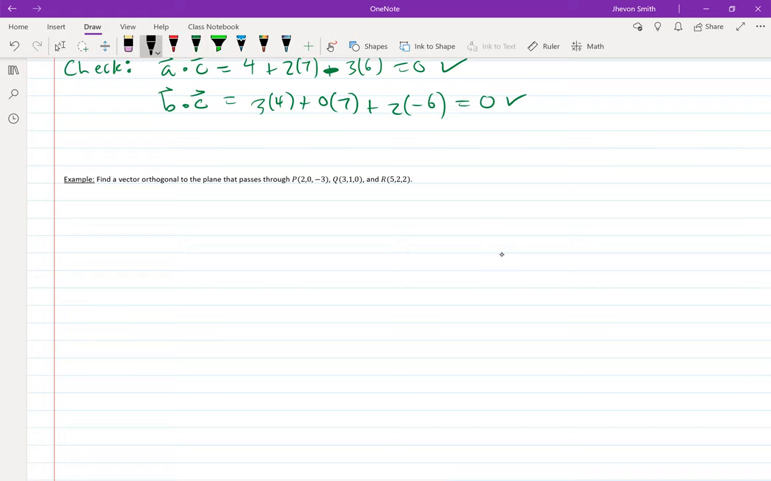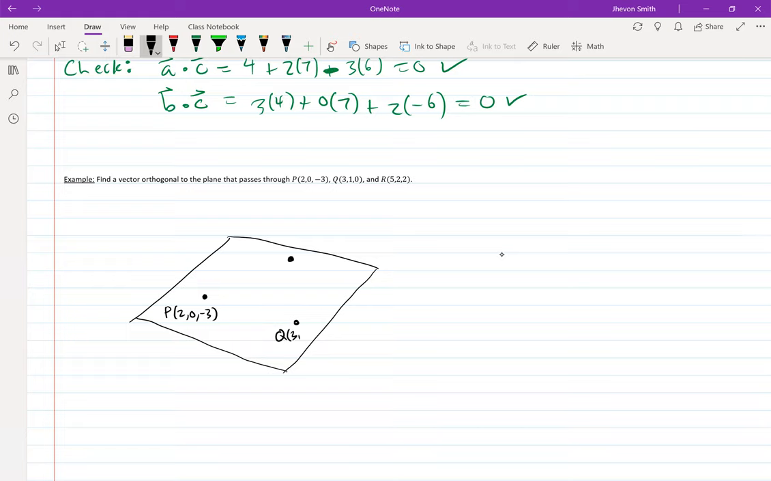What is that going to look like? So this is the idea. Here's my plane. Let's suppose it's slanted this way. And I have three points in that plane. So this is the point P, which is 2, 0, -3. This is the point, let's call it Q, which is 3, 1, 0. And let's call this the point R, which is 5, 2, 2. Now the goal is I want to find a vector that's perpendicular to this plane. So we want this, or the guy that's in the other direction. I don't particularly care. We want one of these guys. Ideas on how to get to that?